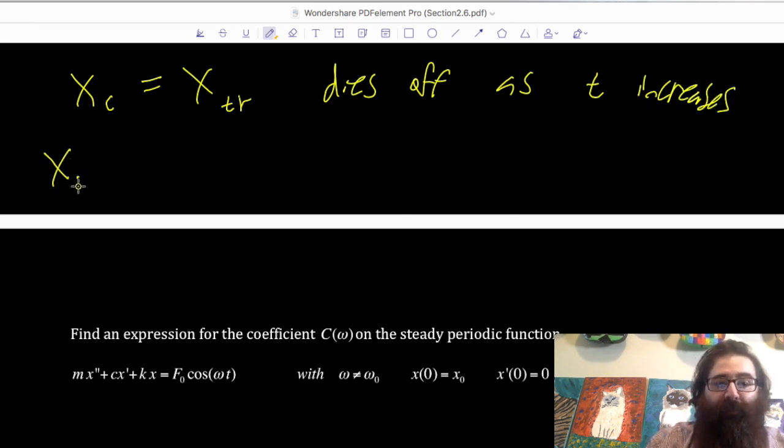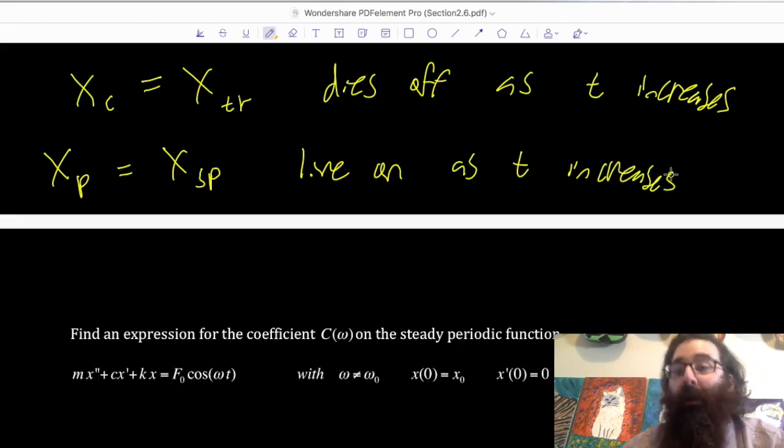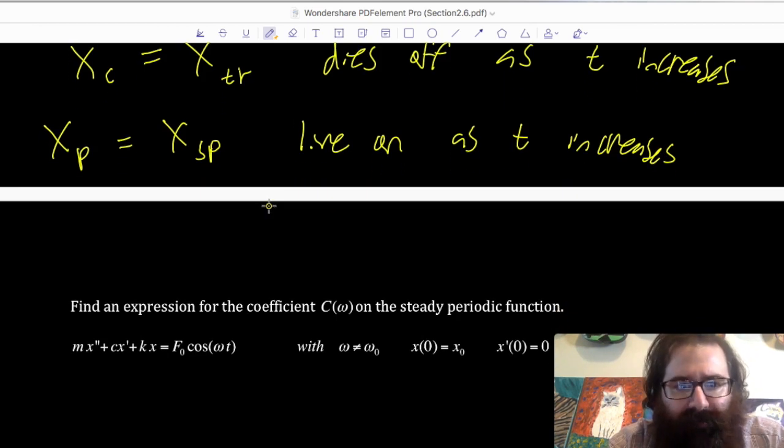whereas the particular solution, we refer to this as the steady periodic solution, so x sub sp, so transient solution versus the steady periodic function. This part of the solution will live on as t increases, and this is going to dictate the behavior in the sort of the long haul of everything. But we'll talk much more about that in the behind the scenes video.